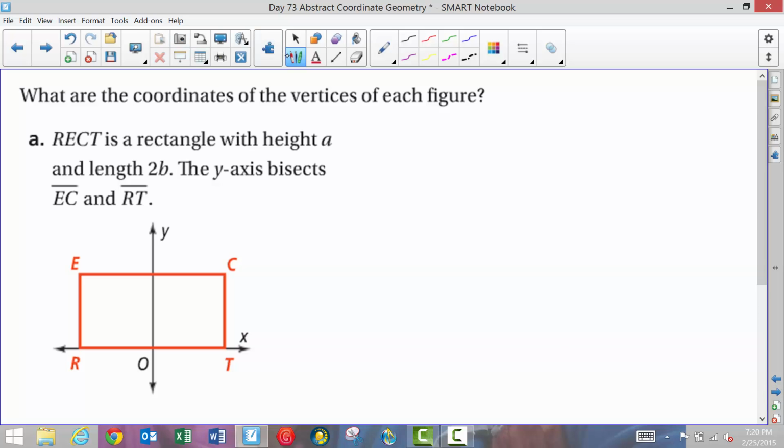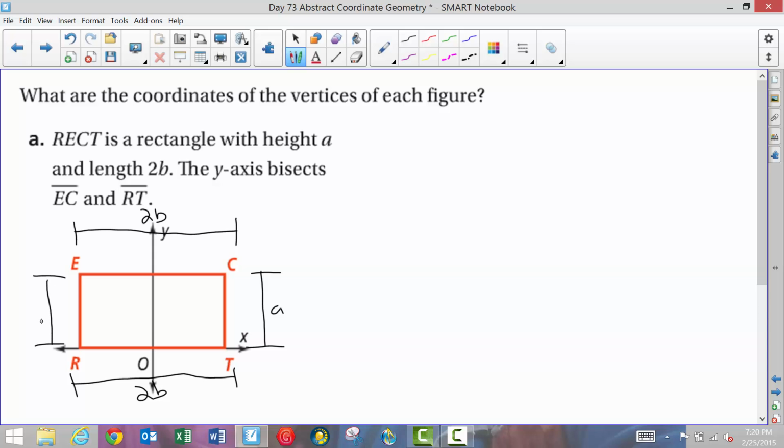So I want to know the coordinates of RECT in this rectangle. In this case, I know that the length is 2b, so the distance from E to C is 2b. Therefore, R to T is 2b because it's a rectangle. Opposite sides in a rectangle are congruent. And the height is A. So if C to T is A, therefore R to E is also A.